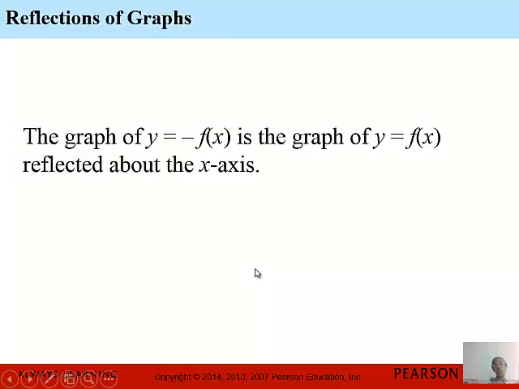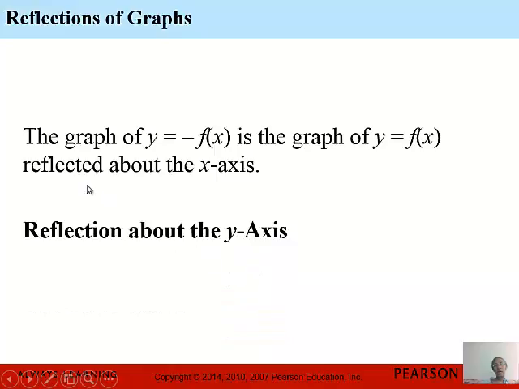Reflections of graphs. We have a couple of reflections that can happen. One reflection is the graph of y equal negative f of x. When I have a function negative f of x, the relationship to the graph of y equal f of x is that I've reflected about the x-axis.